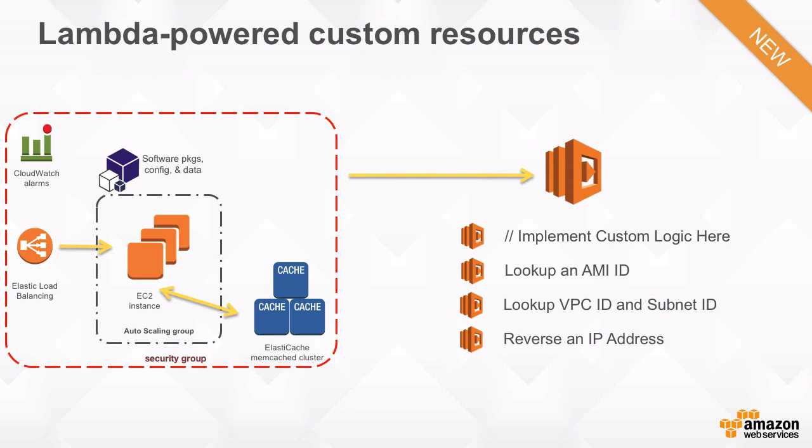So a few examples here: you may want to look up an AMI ID, you may want to look up your existing subnets inside your VPC and then get the next available subnet and then send that data back to your CloudFormation template. Many things you can do here to extend AWS CloudFormation beyond just implementing AWS resources.